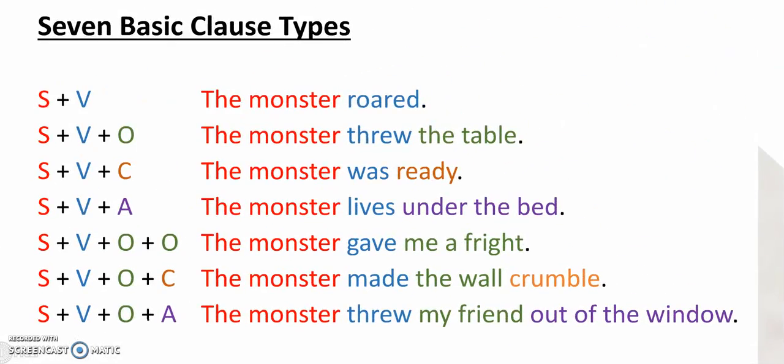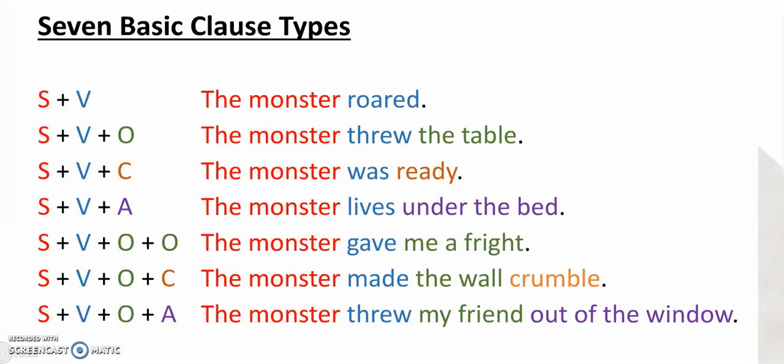So here are some examples, and the examples I put in the seven basic clause types. In every type the subject is the monster. The first one is a simple subject-verb clause, which is the monster roared. The second one is a subject-verb-object, the monster threw the table, the throwing being the action of the monster, which is why the monster is the subject.